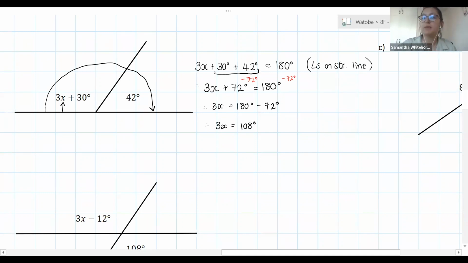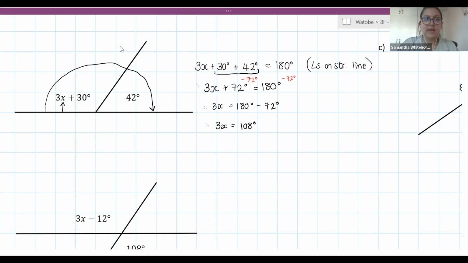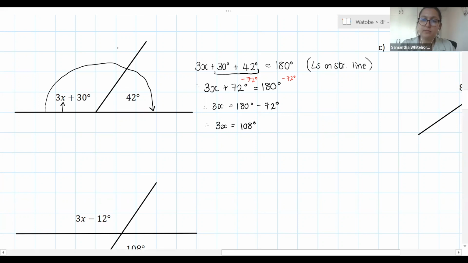Okay, does anyone maybe want to tell me what my next step should be? How am I going to get x alone here? What should I do? You can raise your hand or you can put it in the chat. What should my next step be? Lungile? Hi, ma'am. You must divide by 3. Excellent, well done.